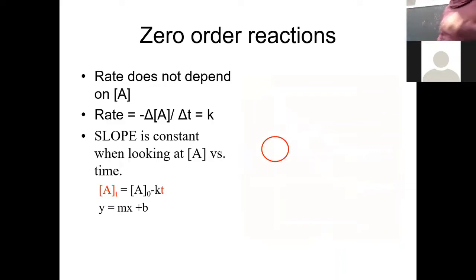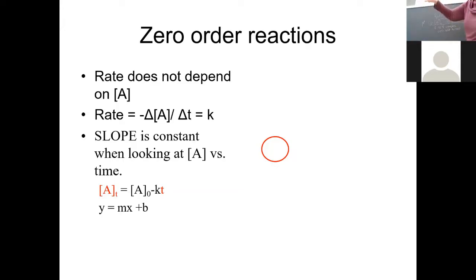So for zero order reactions, remembering that it's zero order with respect to a particular chemical, the rate does not depend on the concentration of that chemical. Now, our rate expression, how we describe a rate, is the negative change in concentration of A over the change in time. So remember that triangle means change. So this first part here is just telling us that's how we measure rate. Okay? The rate law is going to look like this. Rate is equal to k.